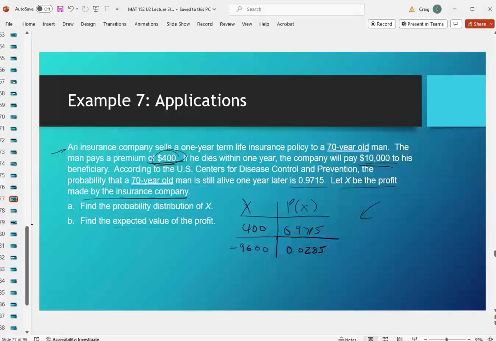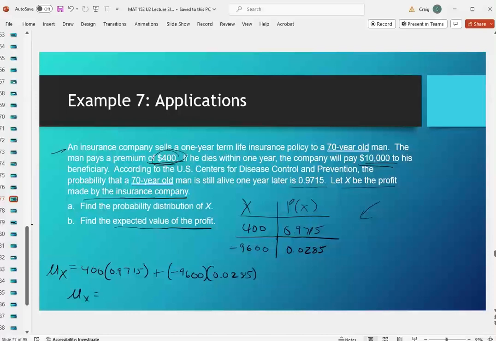Now look, we can find the expected value in this case. So the expected value of X is just X times P of X, and we're going to add them up. 400 times 0.9715. Right, they'll make $400 in 97% of the time, essentially. And they'll lose $9,600 a little less than 3% of the time.